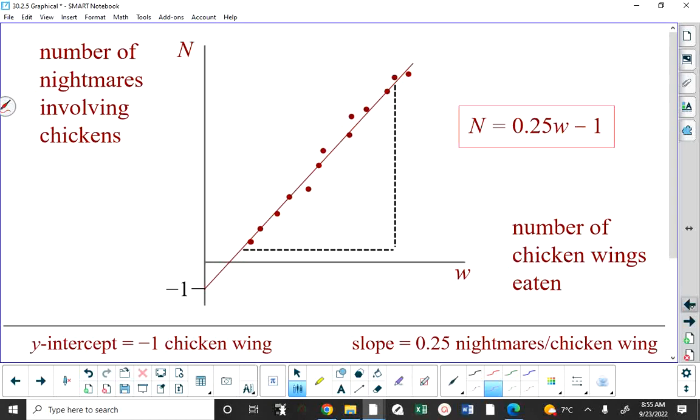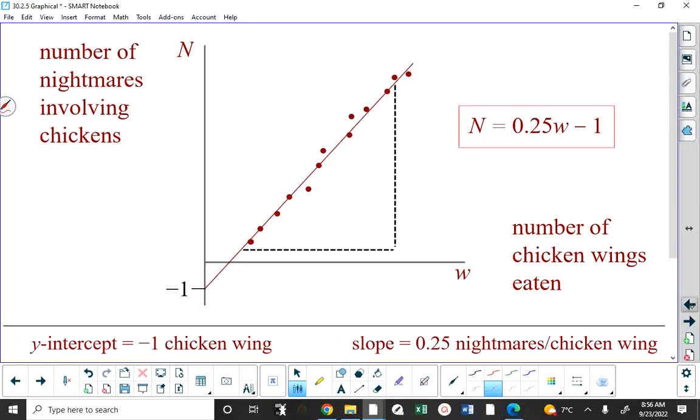That I could, based on this data, come to a conclusion that the number of nightmares I have is going to be equal to 0.25 times the number of wings I eat minus 1. It's like I get a free nightmare. Or I get a free buy from a nightmare. Okay? I don't have that nightmare. So I can eat 4 chicken wings and still be okay. I go past 4, I start getting nightmares.